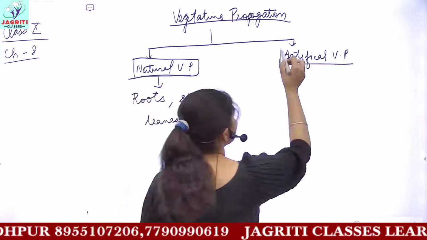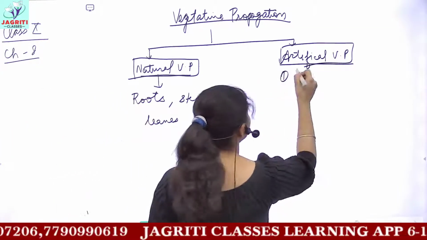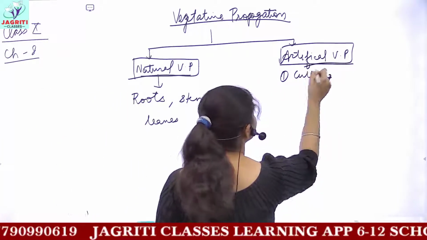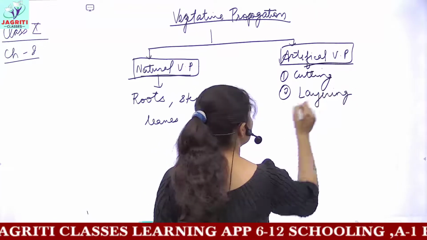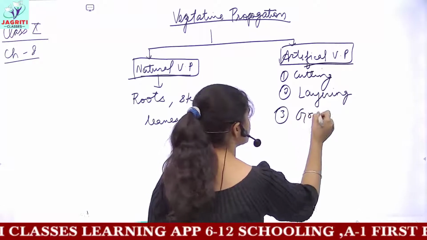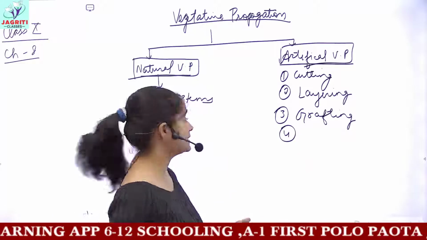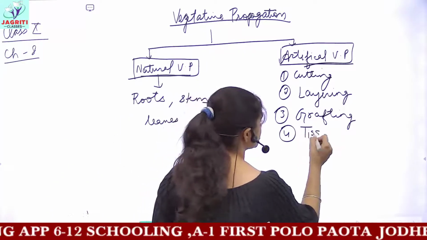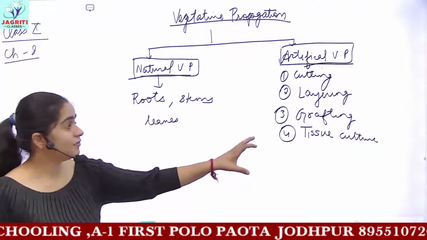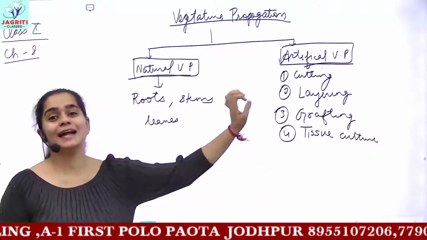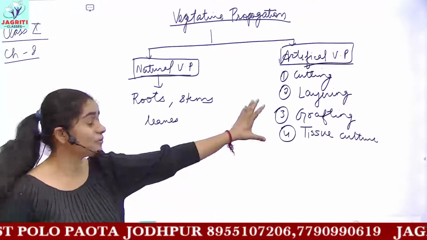Then you have the artificial methods, and these include cutting, layering, then one more method known as grafting, and tissue culture as an example. You have been given the names of these methods and examples in your books, but we'll discuss in brief how we perform these methods.